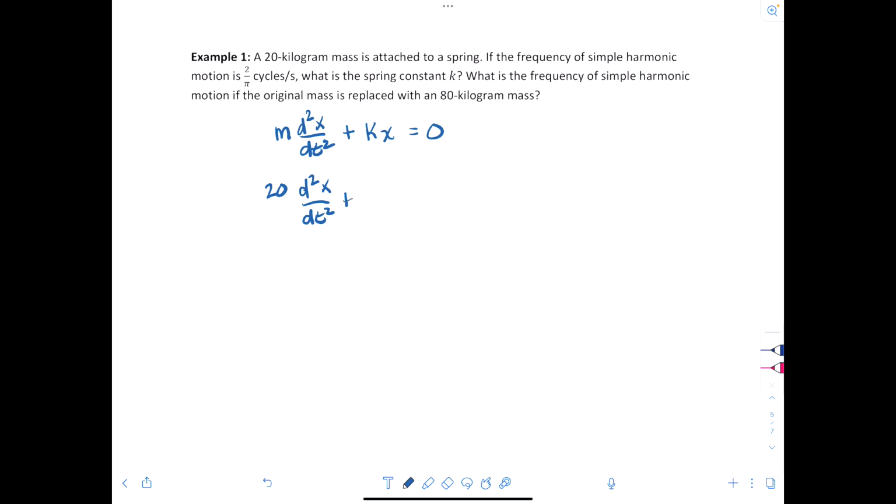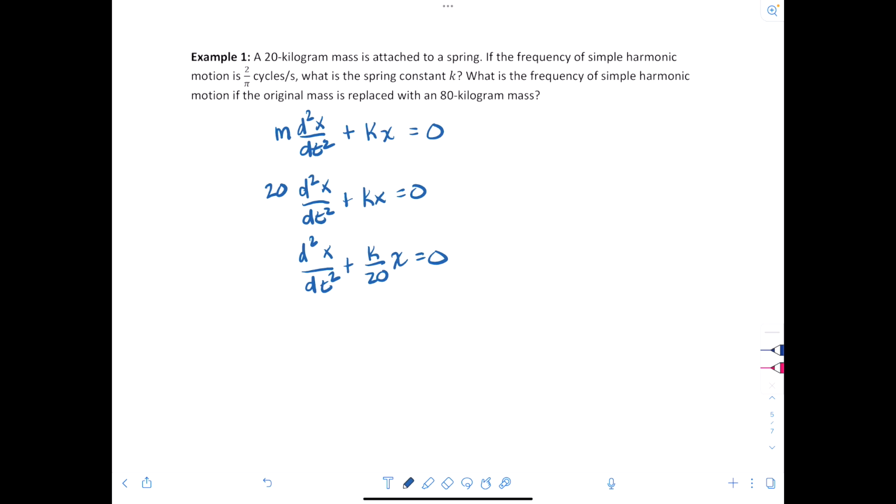All right. So now, dividing through by 20 to get a coefficient of 1 in front of that second derivative, we're going to have k over 20 as the coefficient to x. Cool so far?